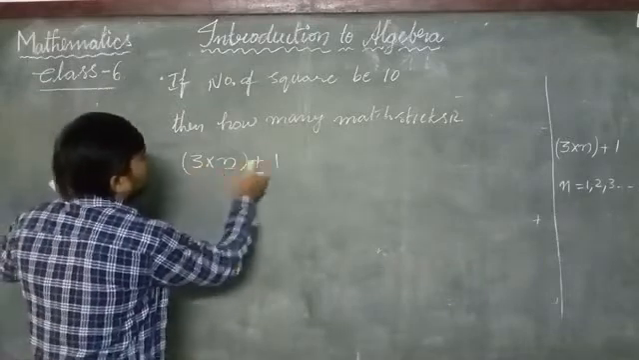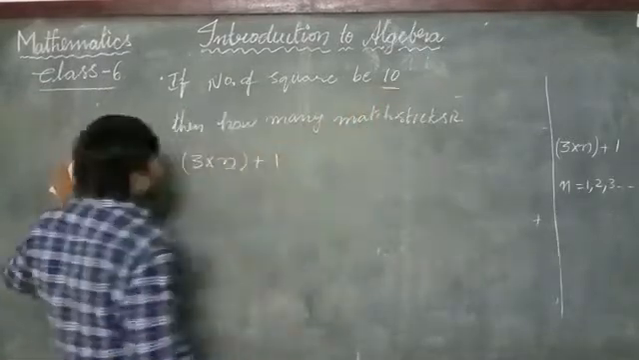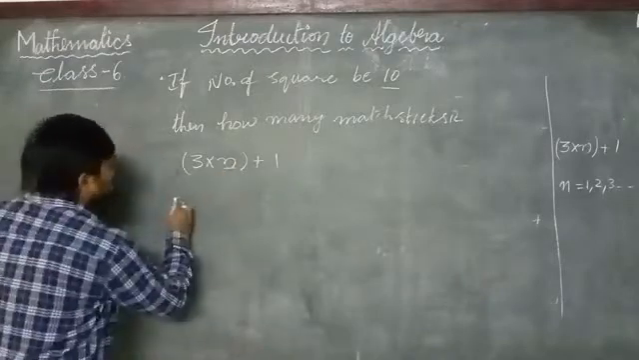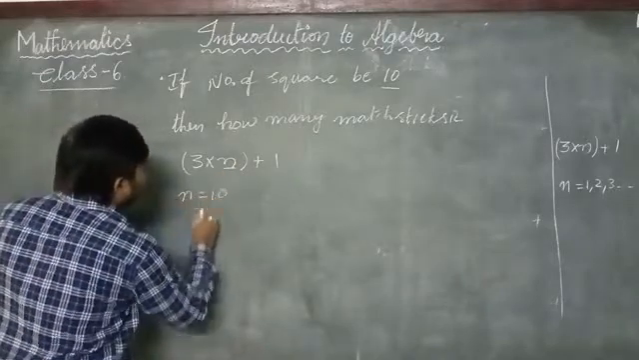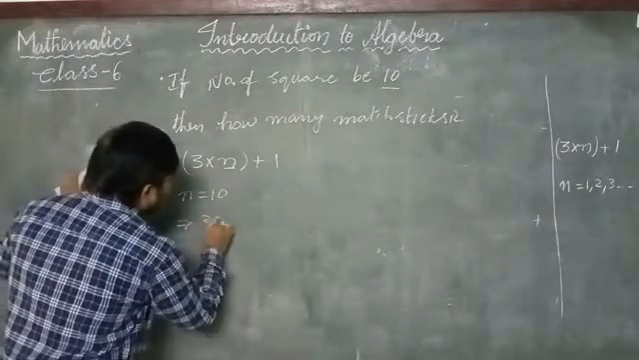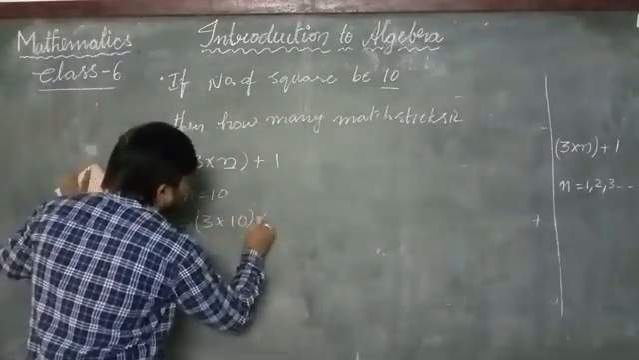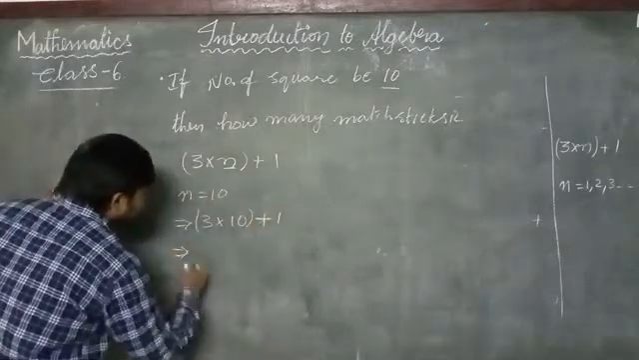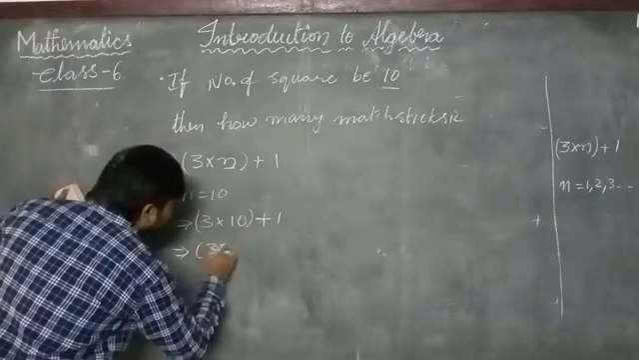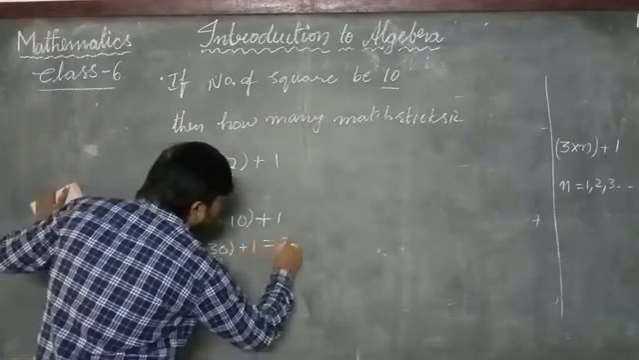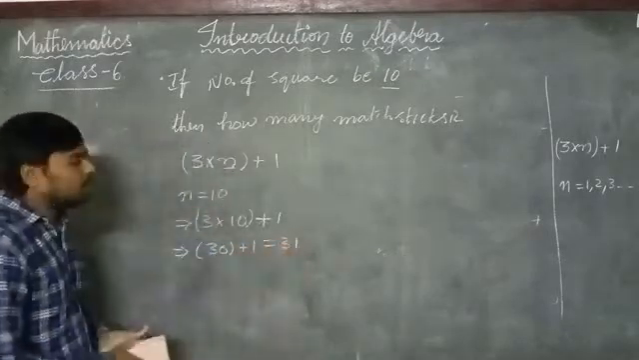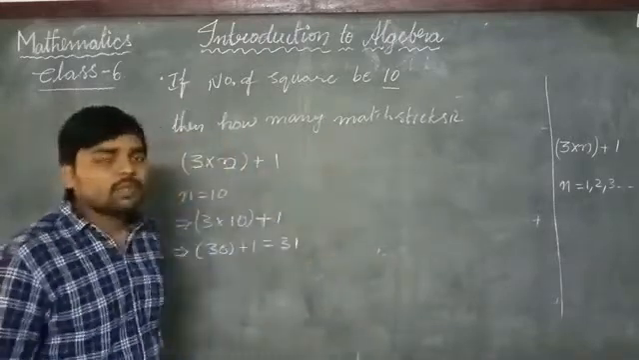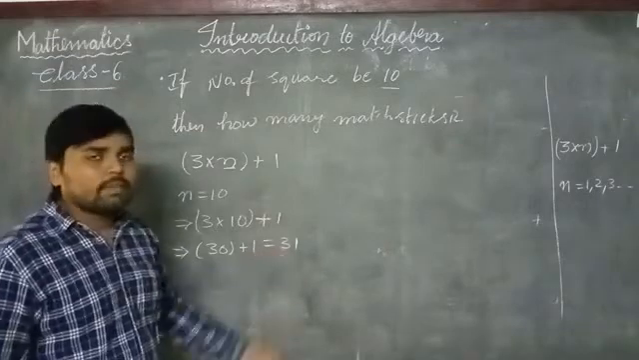Here there are 10 squares, that is, the n value represents the number of squares. So n equals 10. If we substitute the n value in the given expression, we can get how many matchsticks are required. 3 into 10 is 30, plus 1, 31 matchsticks. We should require 31 matchsticks to draw 10 squares.